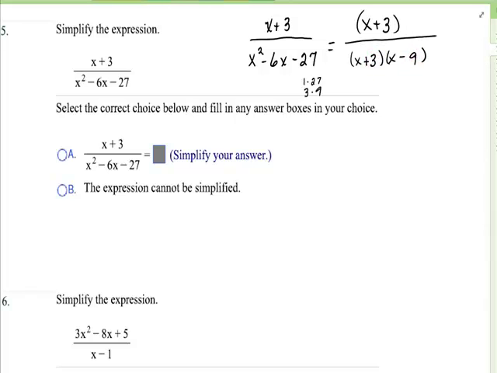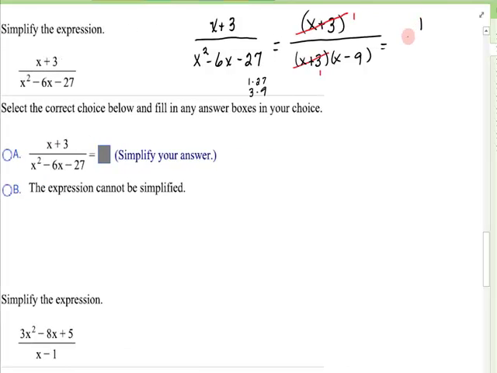So you're going to use all of your factoring skills. You have a binomial factor of x plus 3 in the top and in the bottom. Always leaves a 1 behind. That gives me 1 over x minus 9.